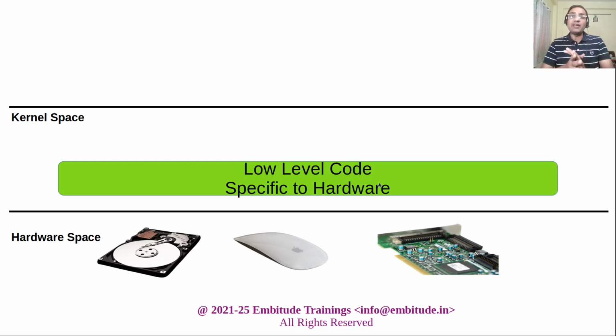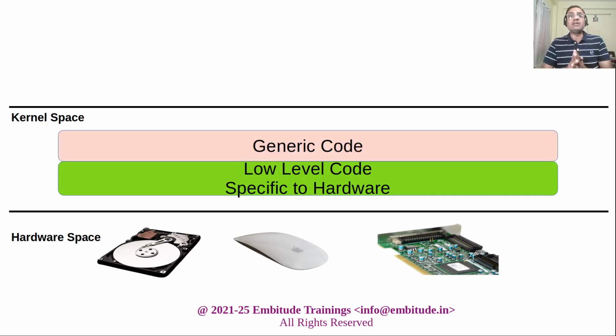Now, of course, you can have code which is specific to the hardware, but you also need some code which is generic, which is independent of the hardware. For instance, your scheduler and all those kinds of things. So that is basically placed in the generic code. Now, this generic code plus the low-level code together is what we call the kernel space, or I can say the overall kernel as such.